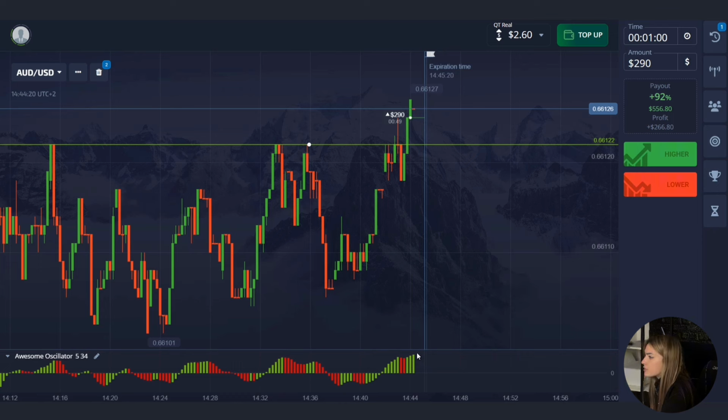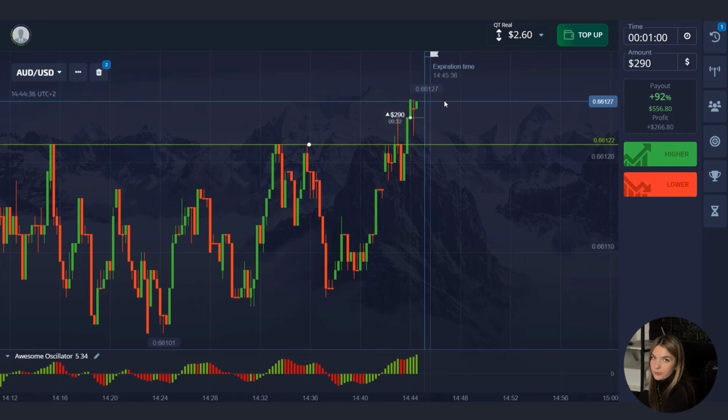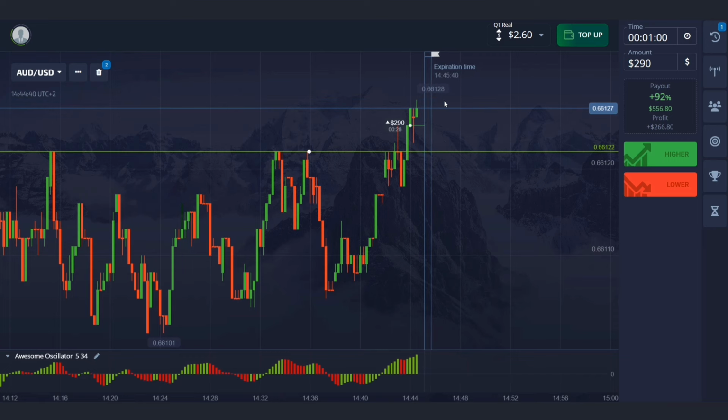A green histogram is formed. The volumes for the increase are growing. Perhaps I will get into the very impulsive moment of the price up, into the very breakout of the level. I hope that in this situation 1 minute will be quite enough, and we already see that the green candles continue to form. So guys, let's wait for the end of our deal.